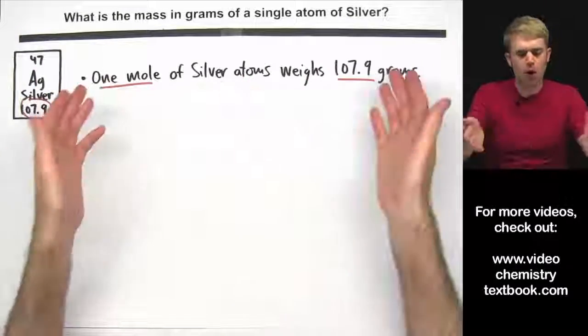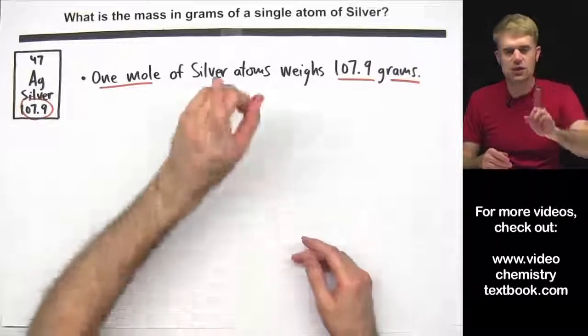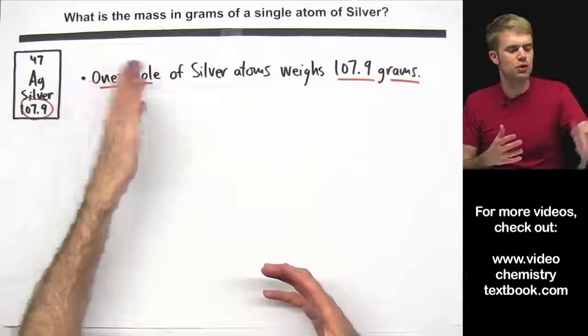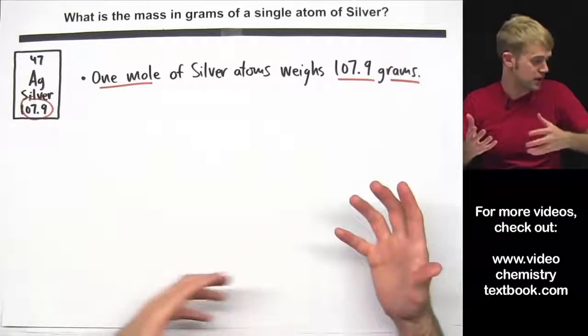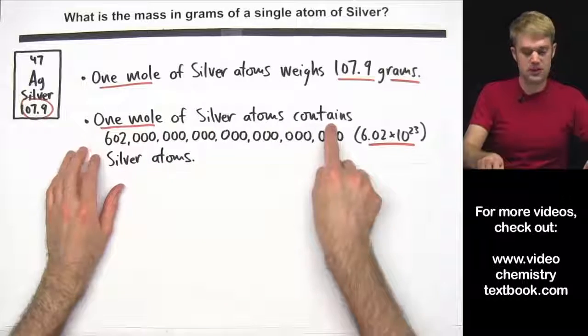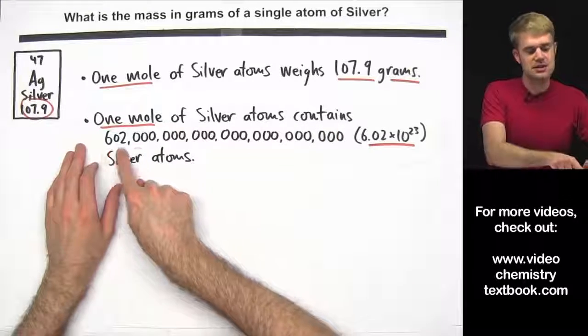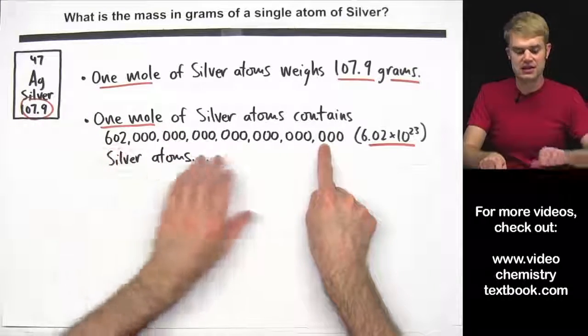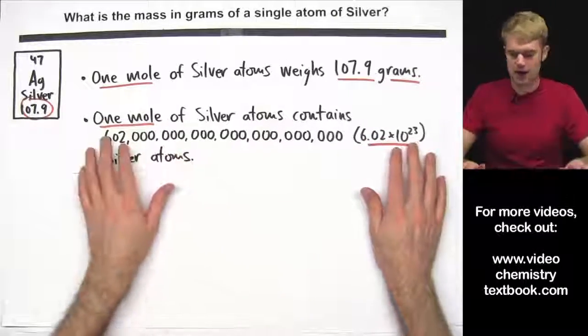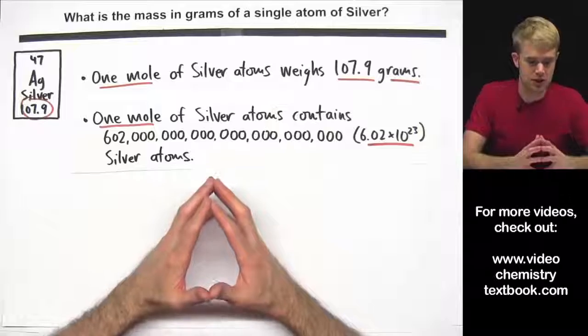We're not talking about a mole of silver here, though. We're talking about a single atom of silver. So what do we know about the relationship between moles and the number of things in a mole? Well, we know that 1 mole of silver atoms contains 602 hexillion silver atoms, and this is often abbreviated as 6.02 times 10 to the 23rd silver atoms.